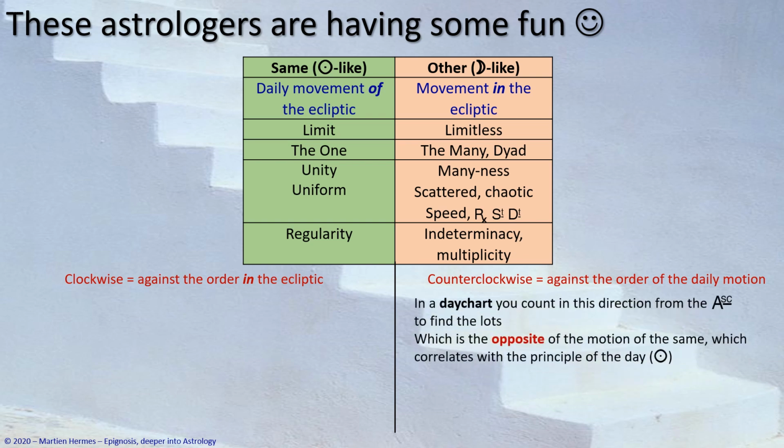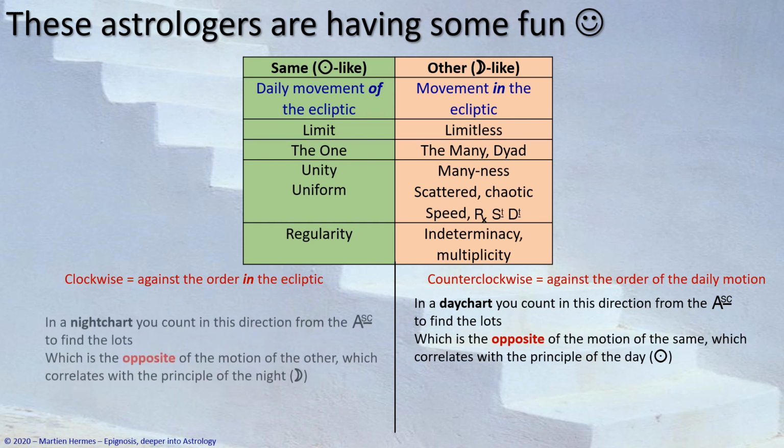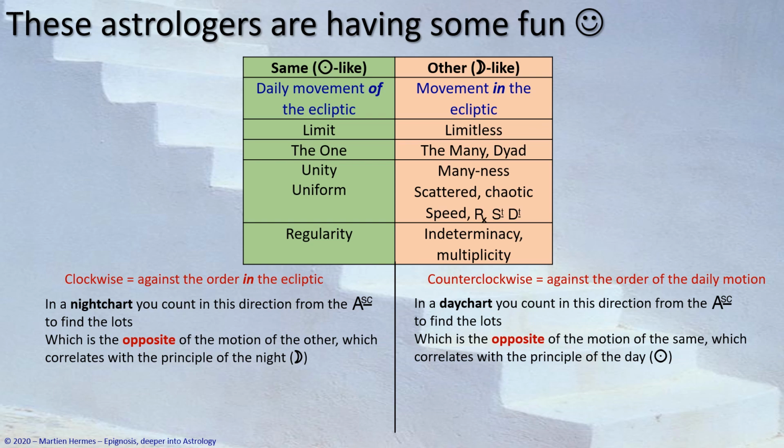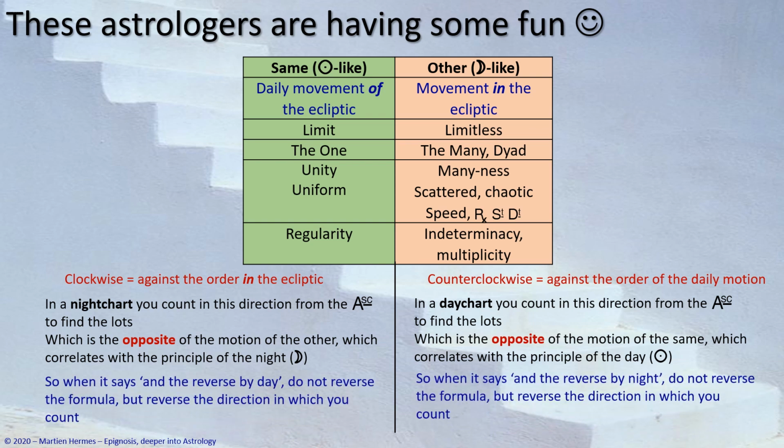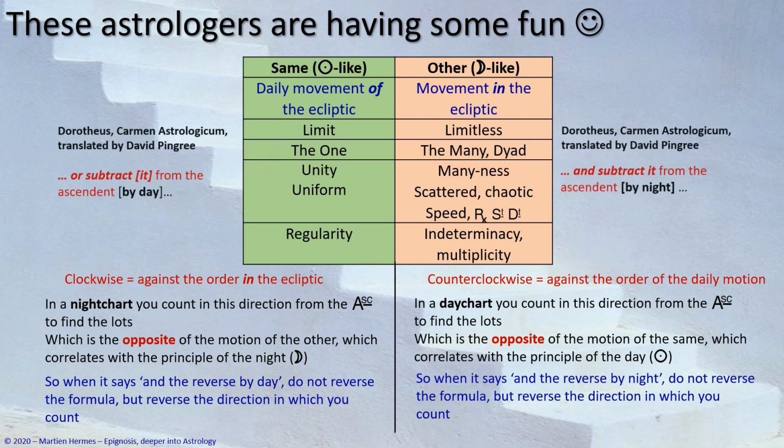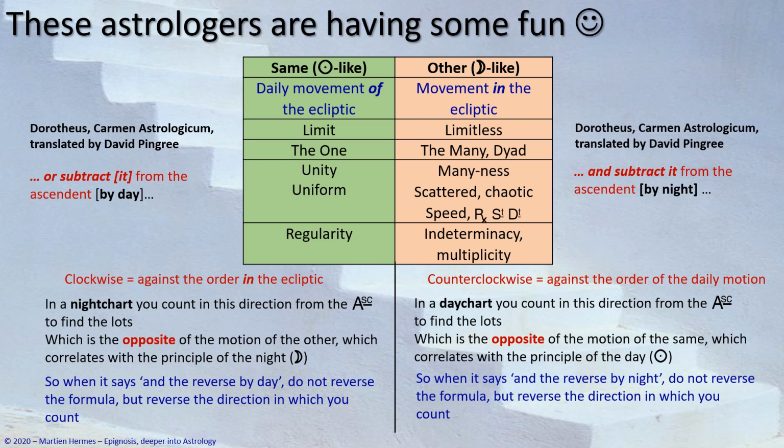So in a day chart, you count in this direction from the ascendant to find the lots, which is the opposite of the motion of the same, which correlates with the principle of the day. This is about the calculation of lots in a day chart. So that's an interesting feature. It turns things upside down a bit. And in a night chart, you count in this direction, the clockwise direction from the ascendant, to find the lots. So that is the opposite of the motion of the other, which correlates with the principle of the night. So the reversal is not about the planets changing their place in the formula, but about the direction in which you count. So do not reverse the formula, but reverse the direction in which you count, which Dorotheus also said in his definitions of how to calculate some lots. So that's the principle behind this.